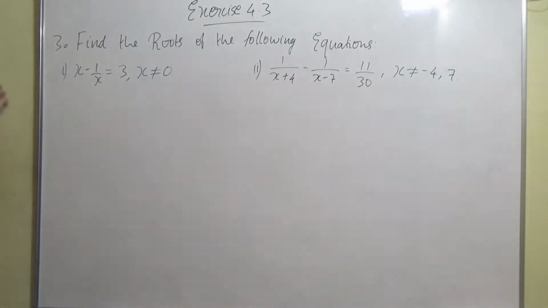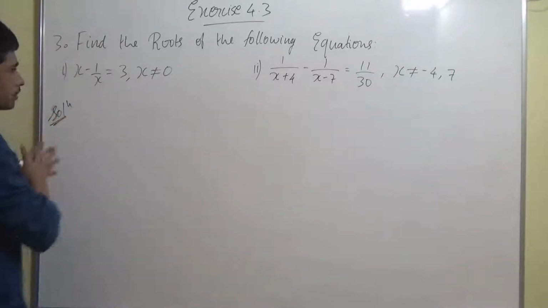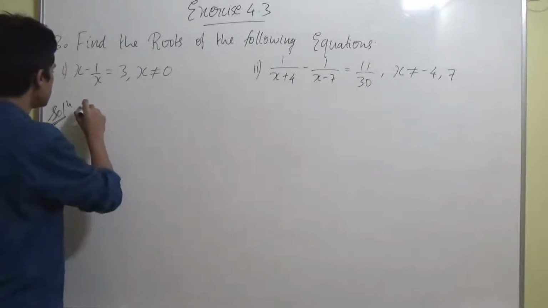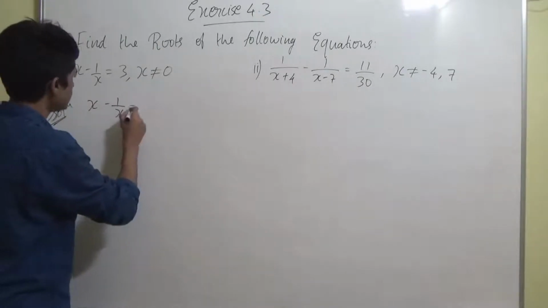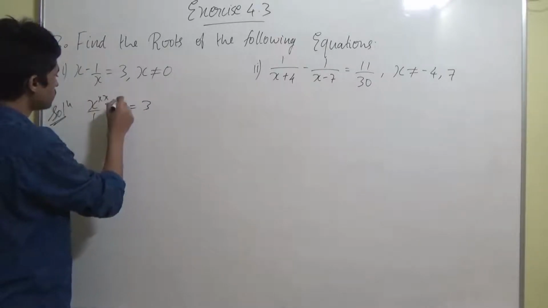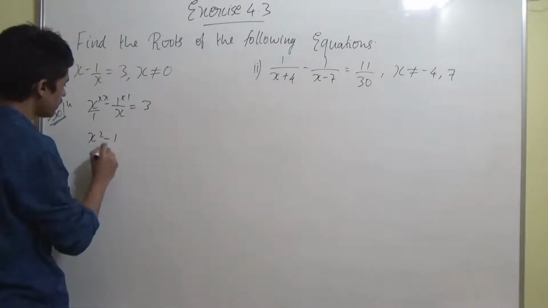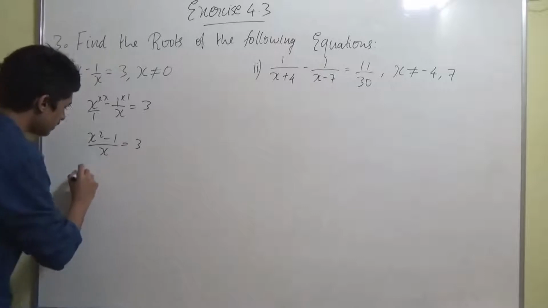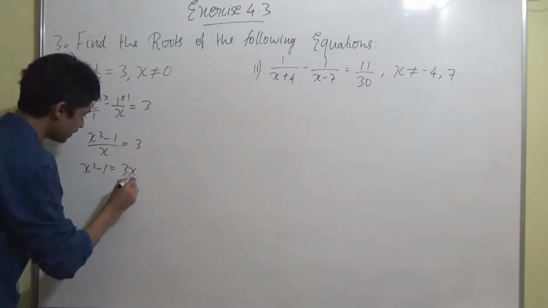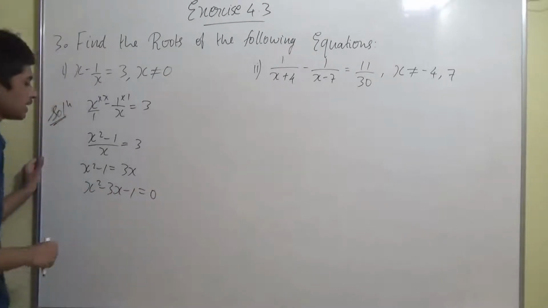Before applying, we need to bring the equations into standard form first. They are not in the standard form, right? So these are the two equations. Let's first bring them into the standard form. Here it is x minus 1 by x equal to 3. First we'll take the LCM. This will get multiplied by x, and this will get multiplied by 1. It will become x square minus 1 by x equal to 3, so x square minus 1 equal to 3x. When 3x comes to the LHS, it becomes x square minus 3x minus 1 equal to 0. Getting it? This will be the equation, guys.